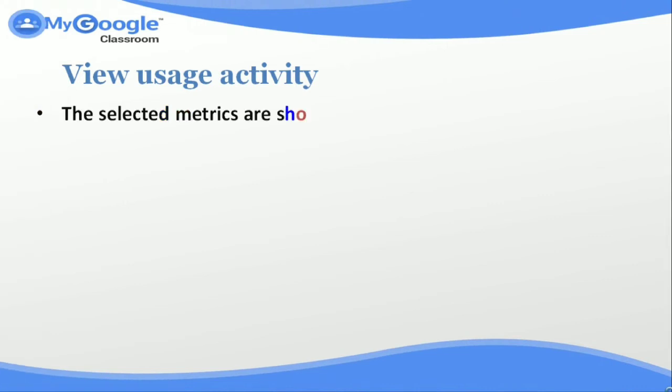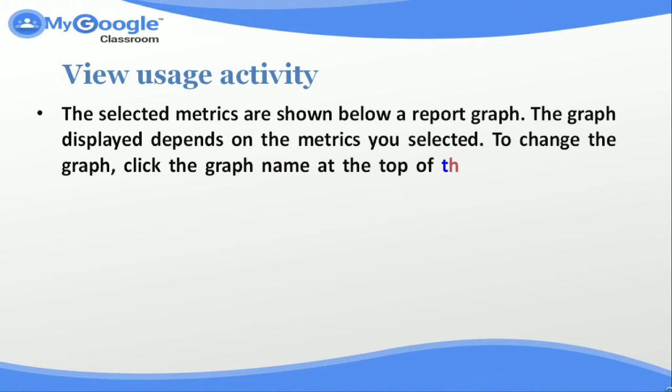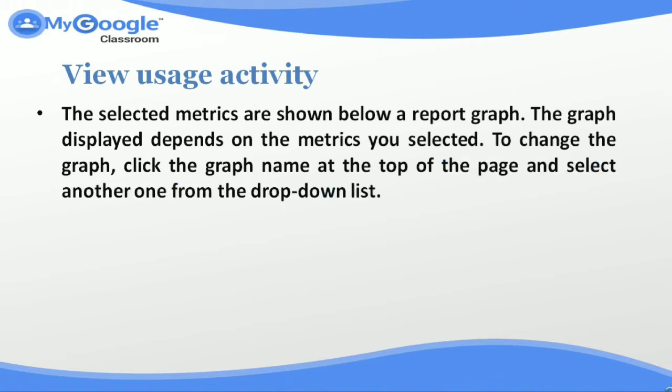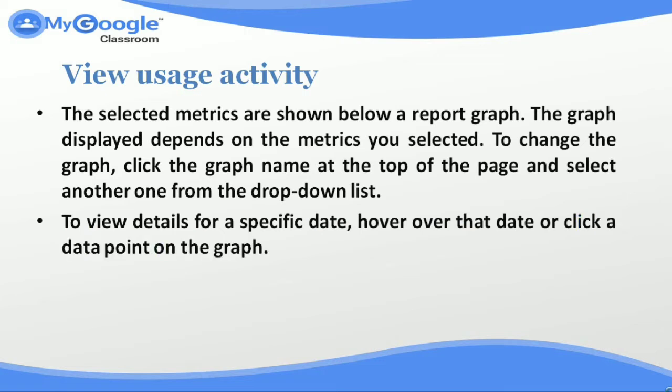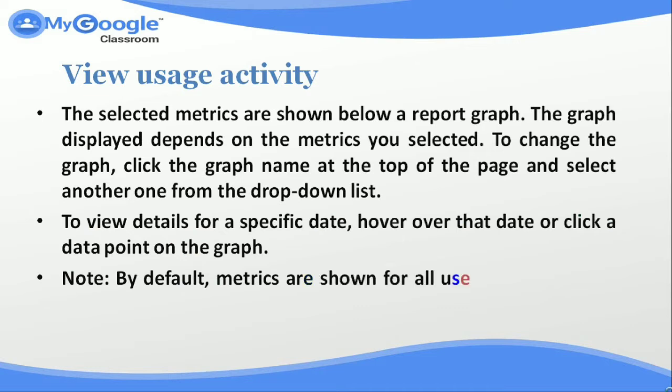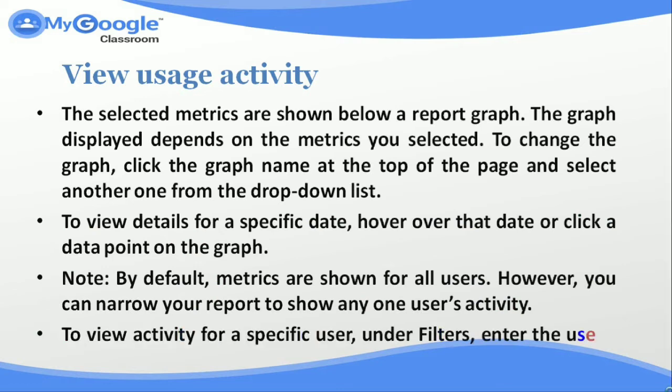The selected metrics are shown below the report graphs. The graphs displayed depend on the metrics you selected. To change the graph, click the graph name at the top of the page and select another one from the drop-down list. To view details for a specific date, hover over that date or click a data point on the graph. Note, by default, metrics are shown for all users. However, you can narrow your report to show any one user's activity. To view activity for a specific user, under Filters, enter the user's name.